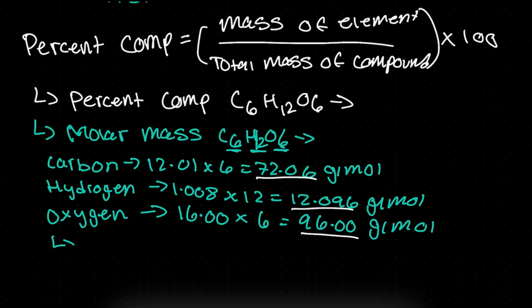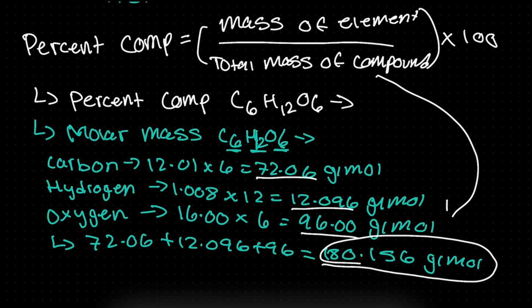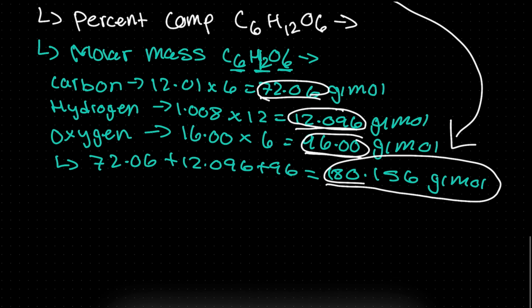So now what we do is we add all of these numbers up to get the total, right? So we would do 72.06 plus 12.096 plus 96, which is equal to 180.156 grams per mole. So what is this number? This is the total mass of the compound, right? So now that we have that, it gets pretty simple from there. We have each of these numbers, which is the mass of each element, and all we have to do is divide that by the total mass and multiply by 100.